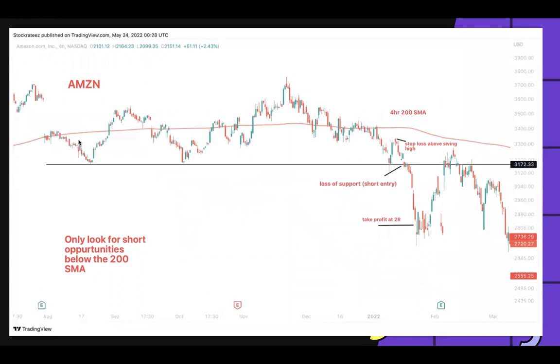All right. So when you are below the 200 SMA, you only look for short opportunities. So here we have our Amazon chart again. We have support here, touched once, twice, 3 times, broke below, and then came back to test former support, now new resistance. So what gave us more confidence to take the trade, other than the obvious SR flip, is that we're actually below the 4-hour 200 SMA. So we know that gravity is working against the buyers when we're below the 200 SMA.